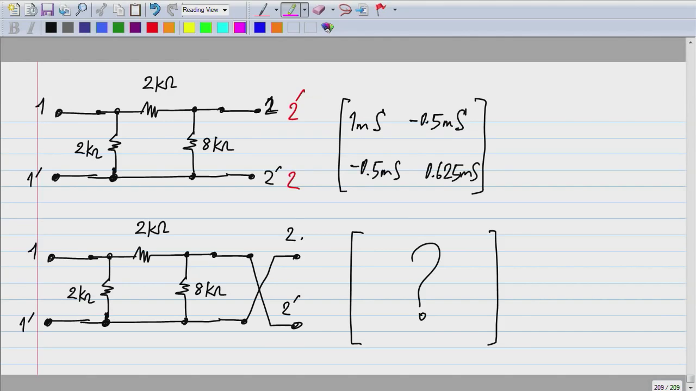There is another answer that says sign change, but sign change of which parameters? All of them, some of them, which ones?